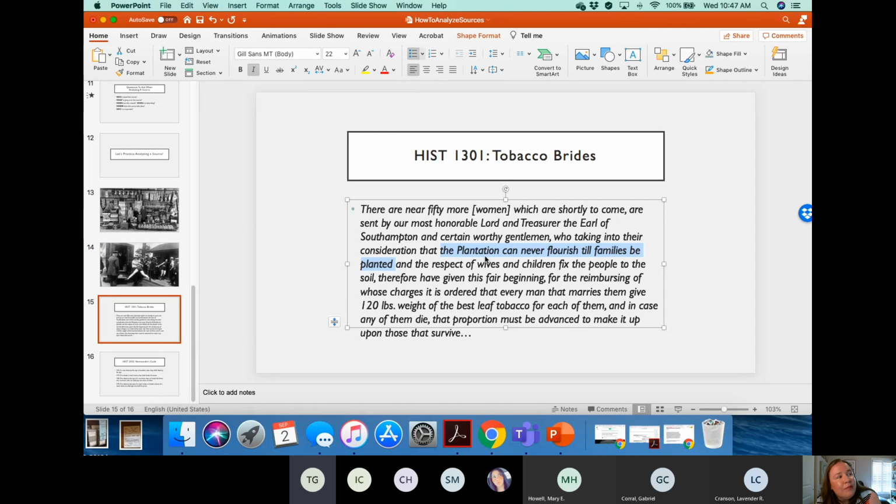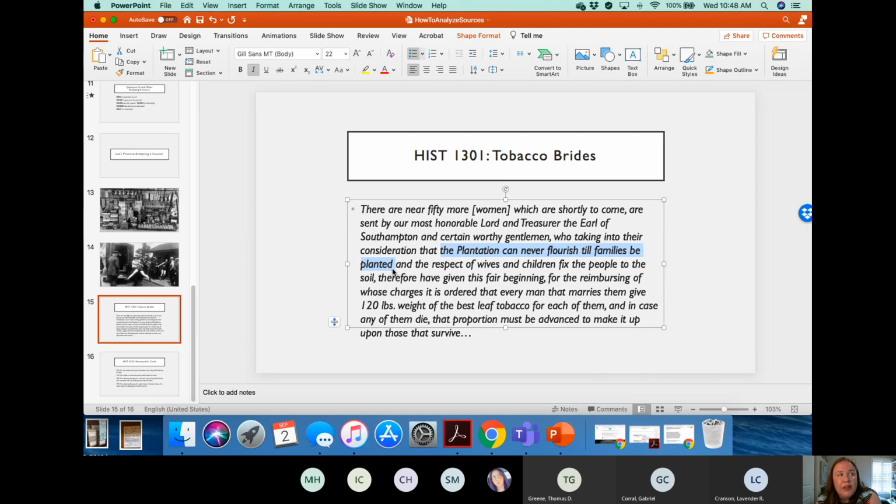A very large farm kind of deal. Right, like a very large commercial scale farm, usually with pre-Civil War use of slave labor, because it's so large. In this case, they're using plantation in the Old English way, in which they mean colony. So for them, plantation means colony. So they're saying the colony can never flourish till families be planted.